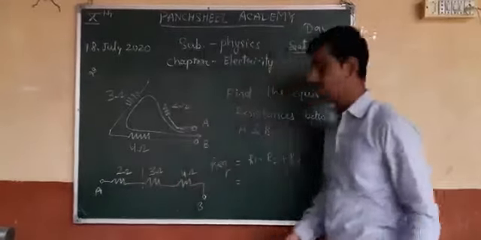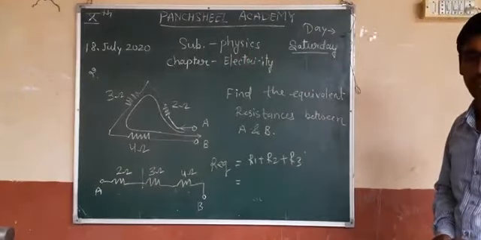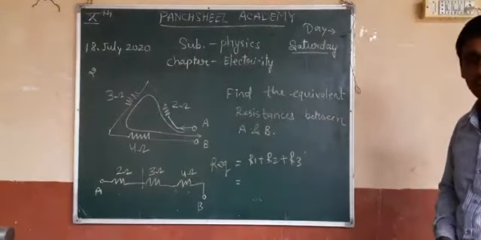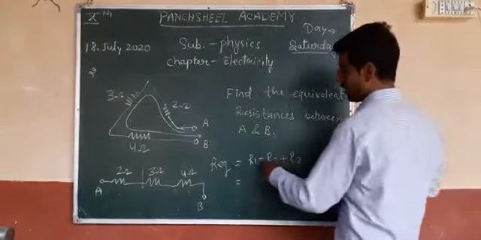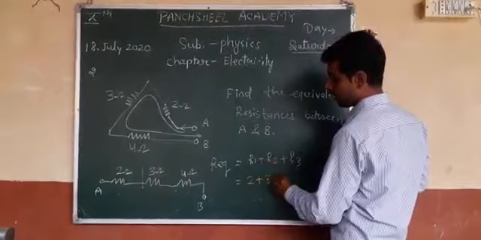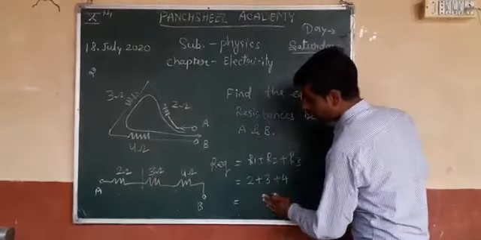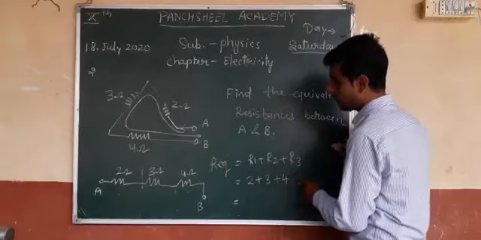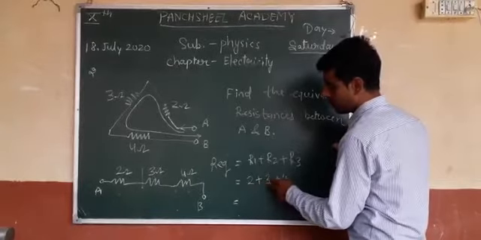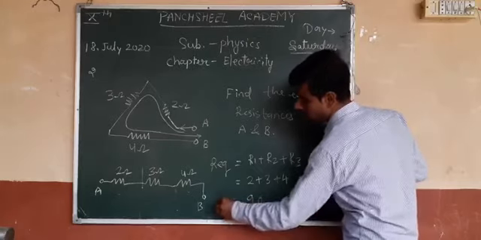So now easily you can identify whether the combination is series or parallel. This is the series combination. So R1, R2, R3, what is the value of 2, 3 and 4? What is the value of these 3? 3 plus 2 is 5, 5 plus 4 is 9 ohm. Okay.